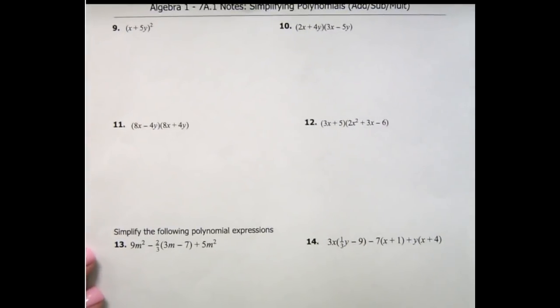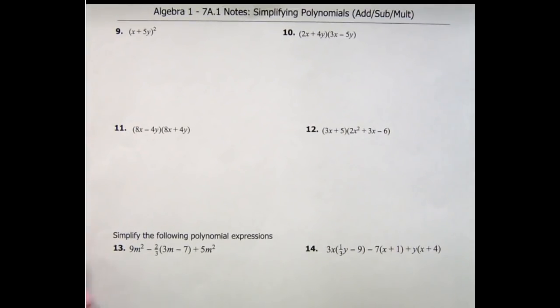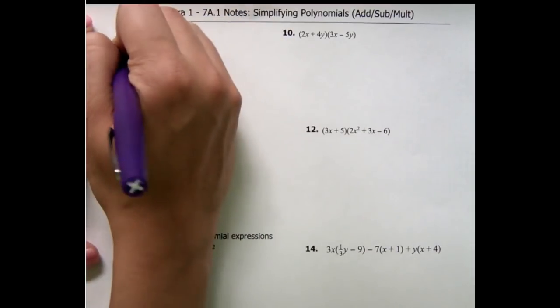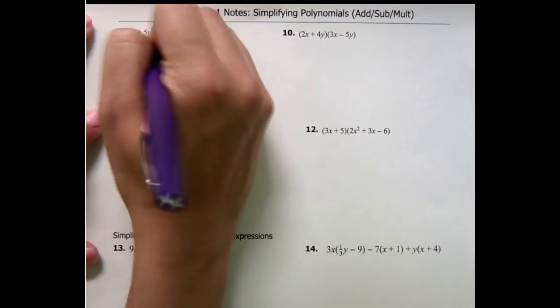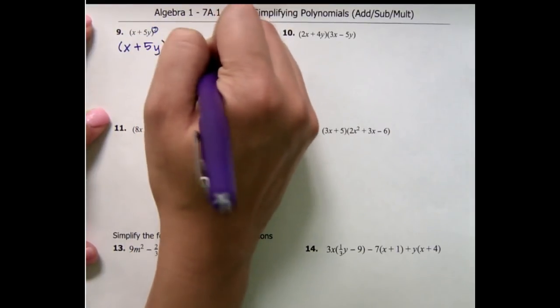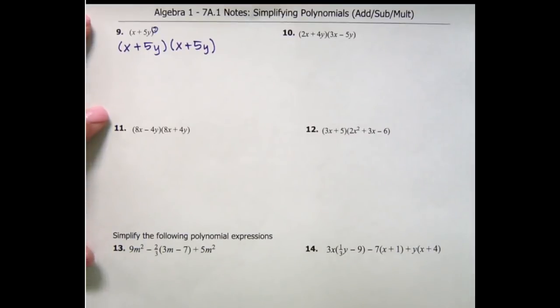Number 9 looks a little different. We saw something like this when we worked with writing the equations in standard form the last lesson of the previous packet. So remember that this squared here, this exponent of 2, tells me I'm going to write this thing 2 times. So what this whole thing actually means is I have x plus 5y times x plus 5y. I'm multiplying the same thing by itself.